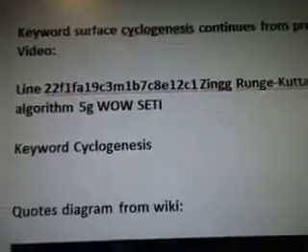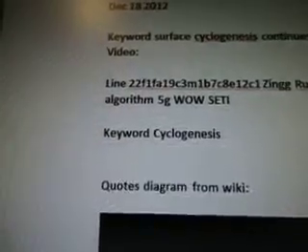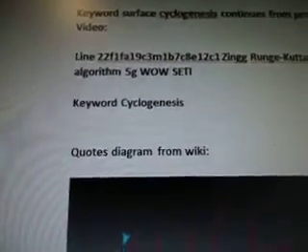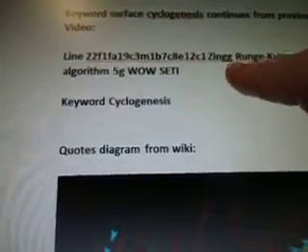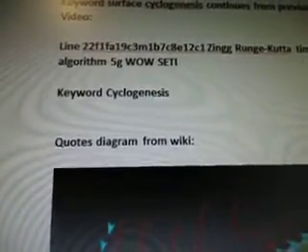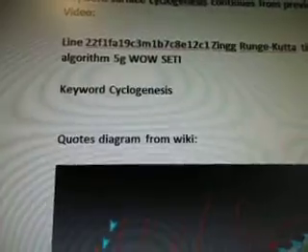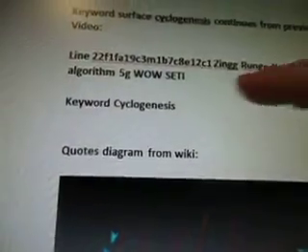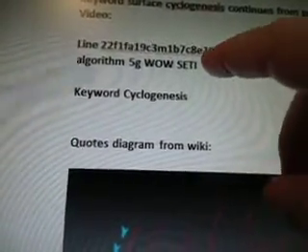22f1fa19c3m1b7c8e12c1 and Zingg Runge-Kutta time marching algorithm 5G Wow Seti. The details about Professor Zingg start all the way back at 11. 10 and 11 leads up to the last three numbers. Just put in a 10 there and it'll bring it up.